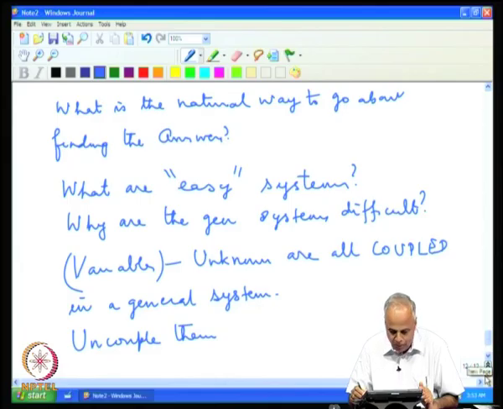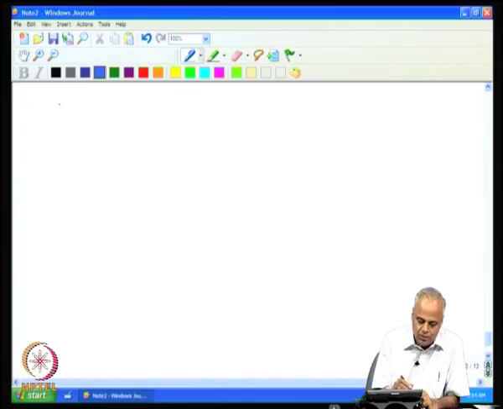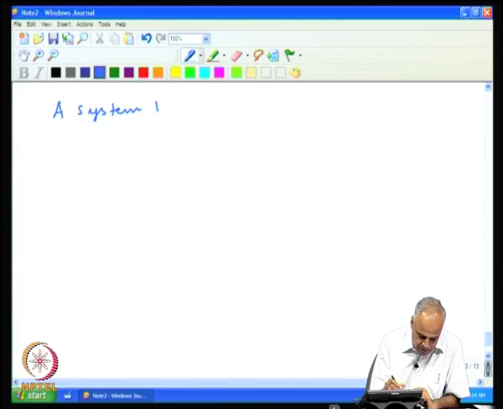Therefore, let us first look at a system where such an uncoupling is easy. So, a system where uncoupling is easy.